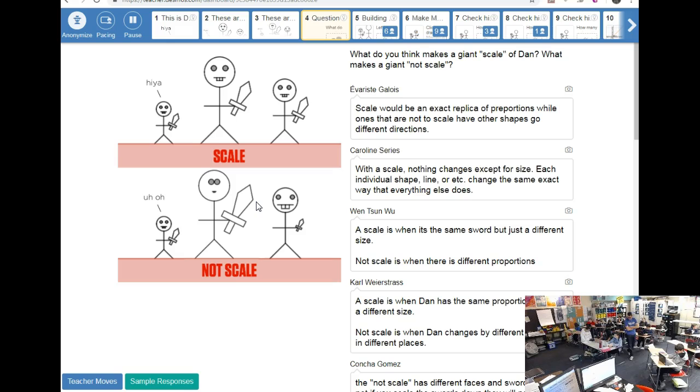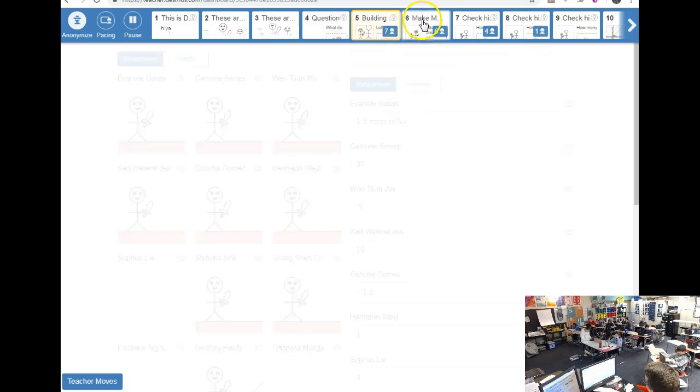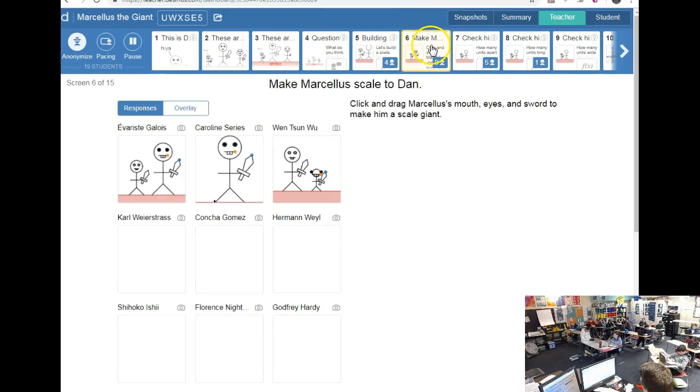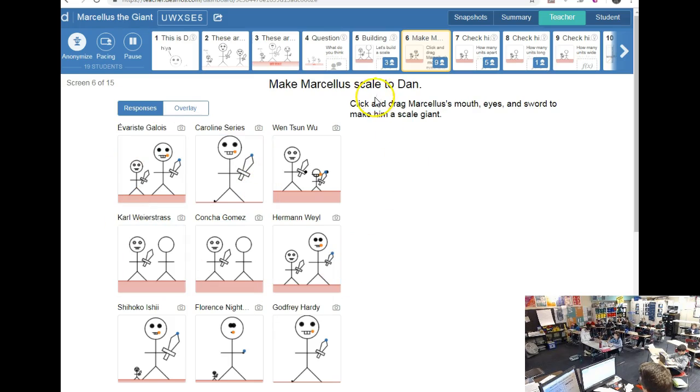So a couple of us are playing with negative numbers. Now, technically, you can't have a negative scale factor, but mathematically, you can go ahead and plug one in and play with that and see what happens. It flips it, right? It reflects it. All right, so I get that that one's fun, but move on from 5 to where you actually have to make Marcellus. So you want to drag the different features to try to make it look correct.